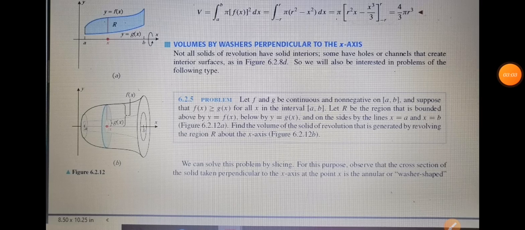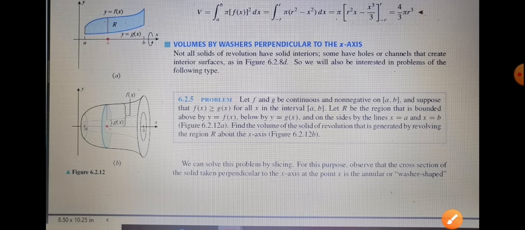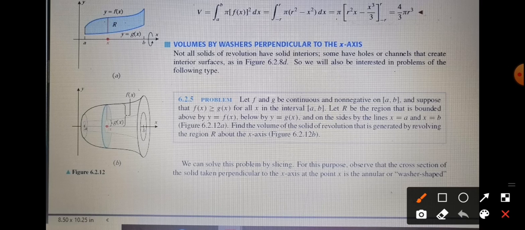The next method is volumes by washer method, because in such cases we have two functions, and we will get a washer, not a disk or a plane figure. So here you can see that by rotating y is equal to f of x and y is equal to g of x, here is this plane region, and by rotating it about the x-axis we can generate a hollow sphere or a hollow shape.